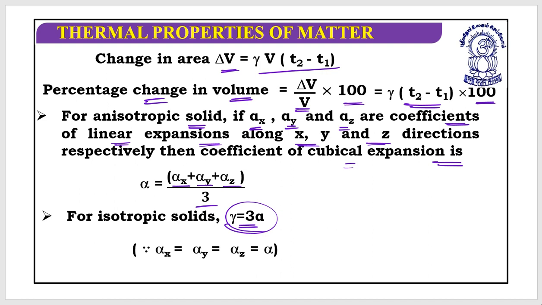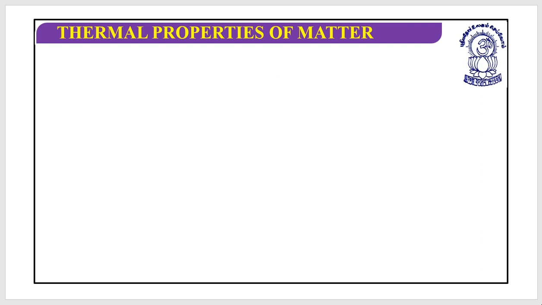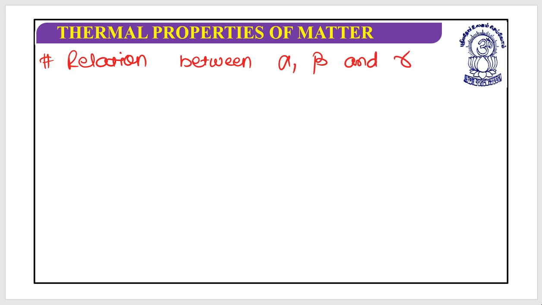Now let's derive these relations, because I might get confused whether you have studied this in your theory classes or not. But let's have a look. This is the relation between alpha, beta, and gamma.